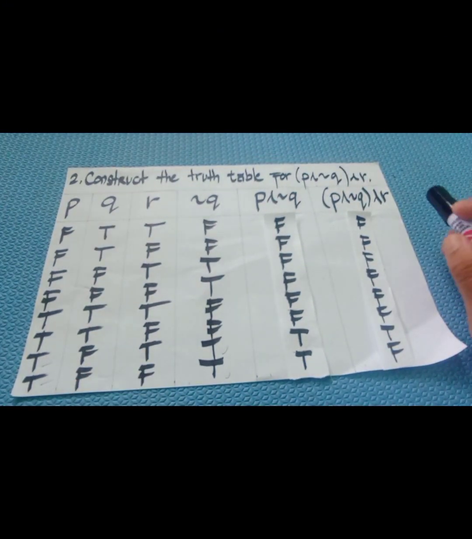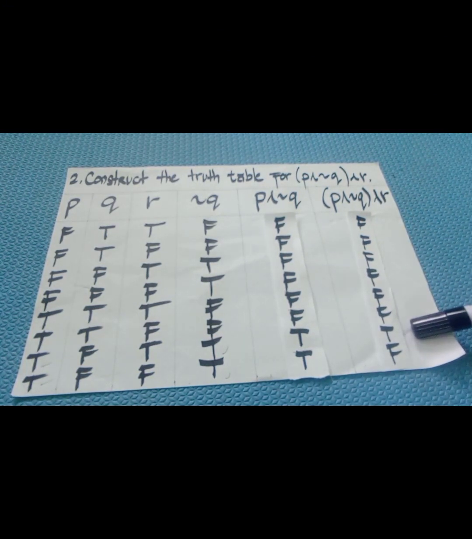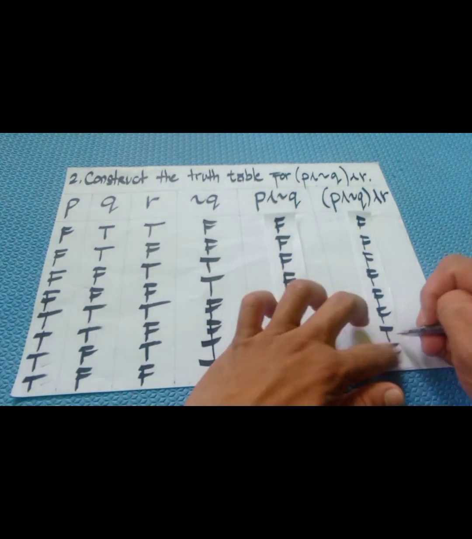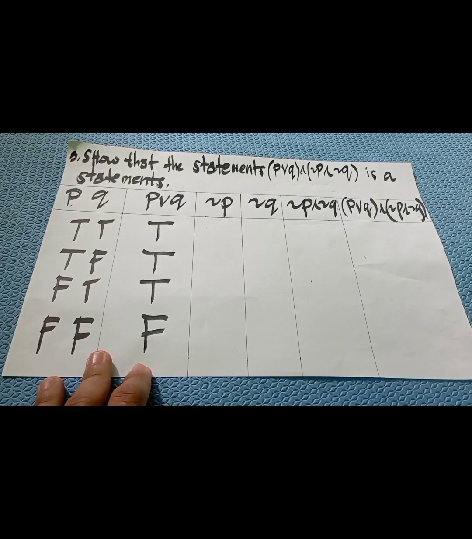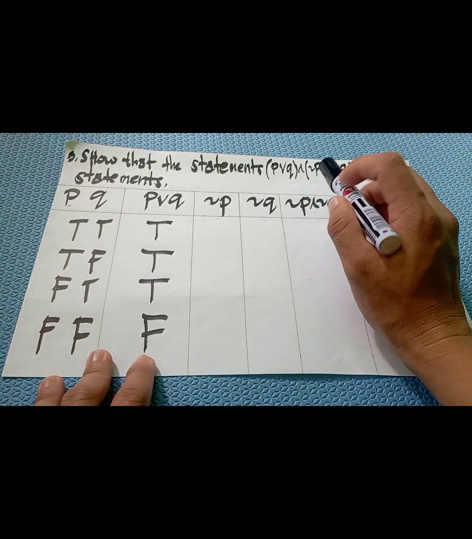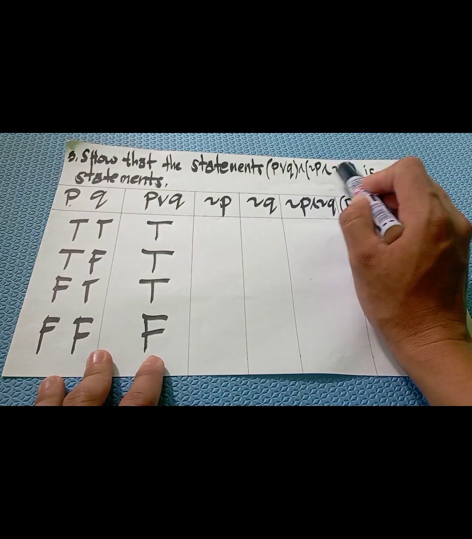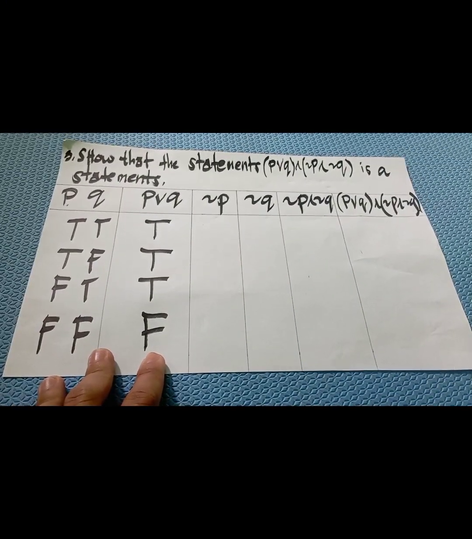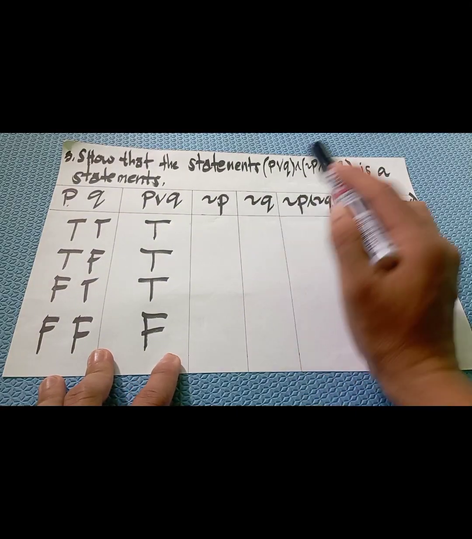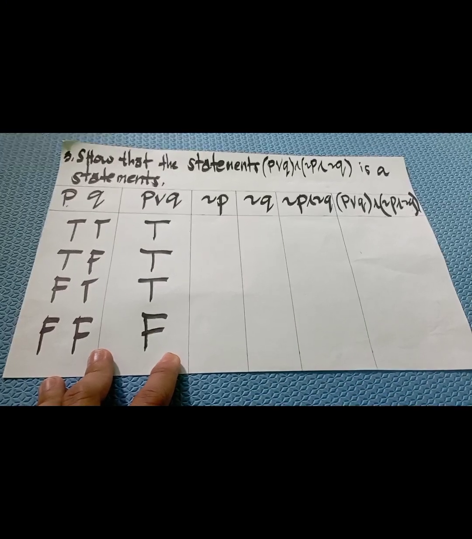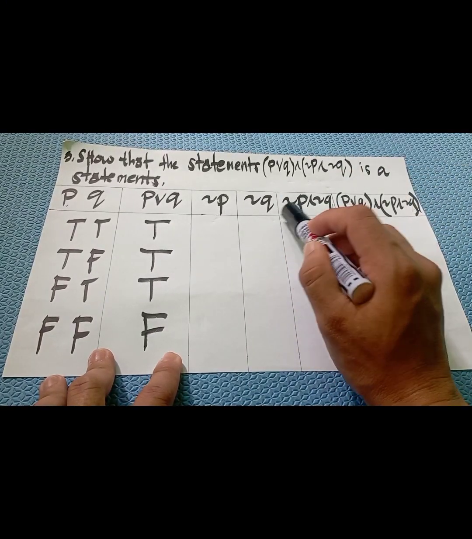The result of this compound statement is a contingency, because there are true and false values. Now we look at this set of parentheses, not P and not Q. We look at them individually, not P and not Q, before we look at them as a whole.